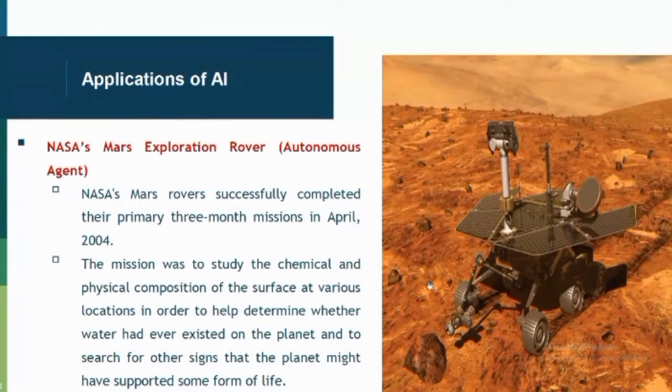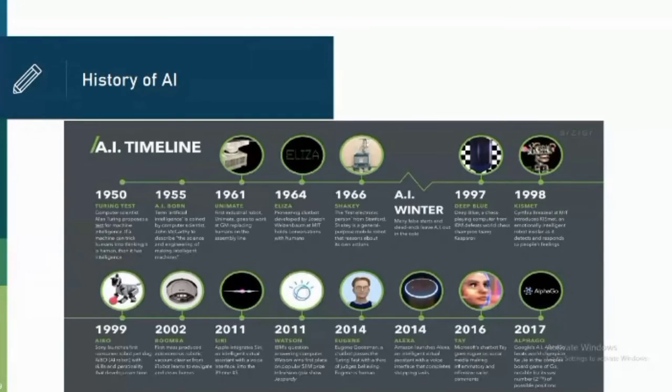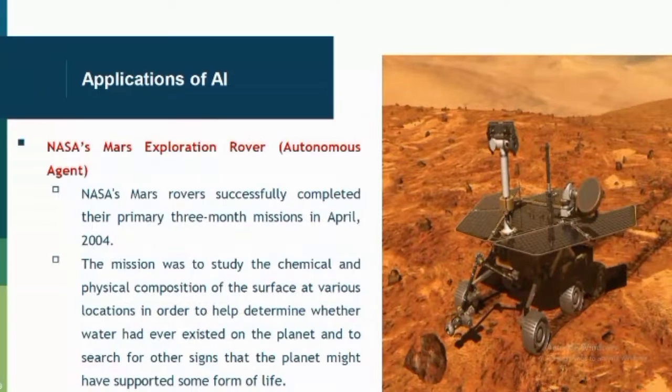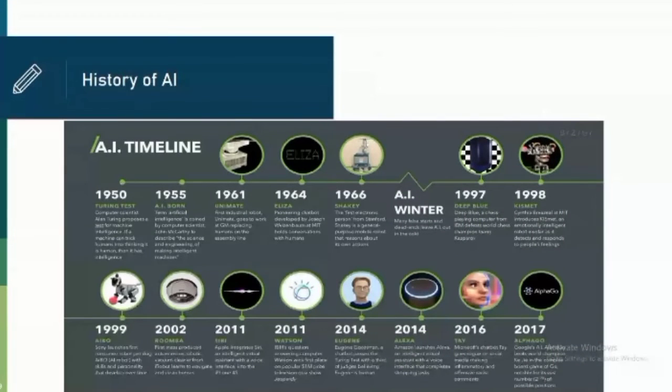That is one of the best examples of AI. Okay, so this is one example of AI. Now let us quickly talk about the history of AI. We have seen some of the applications of AI, but overall, what is the contribution given by different people from different countries to AI?